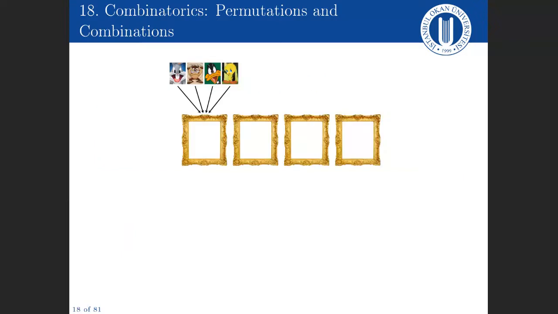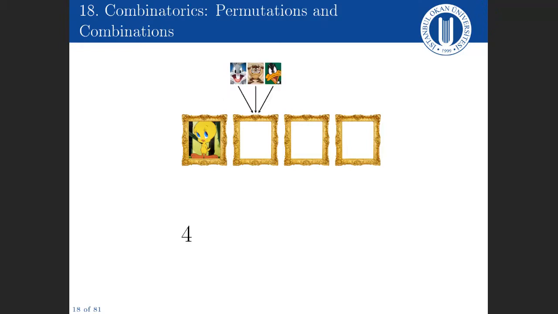You can think of it like this. First, let's choose the left picture. We have 4 choices. Suppose we make our choice, and then we're going to move on to the second picture. Now there's 3 pictures left. We can choose any one of these 3. So far we've done 4 multiplied by 3.